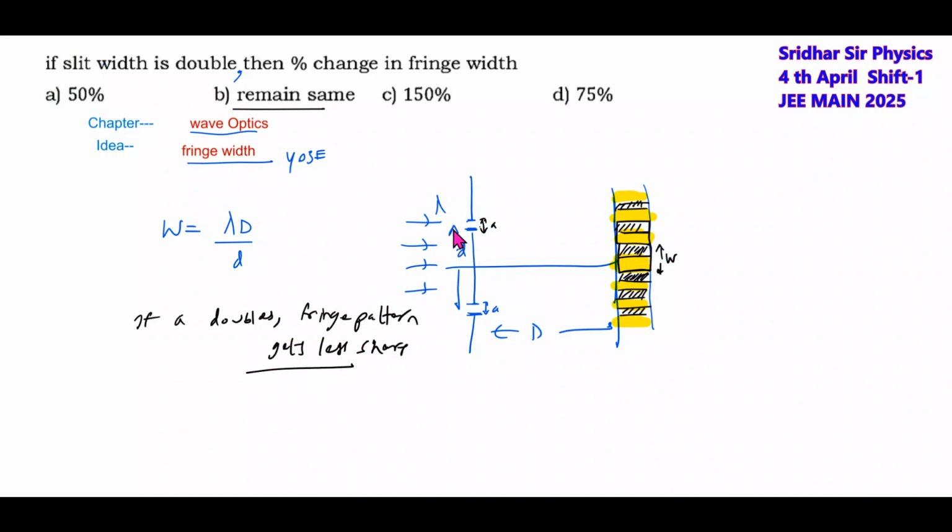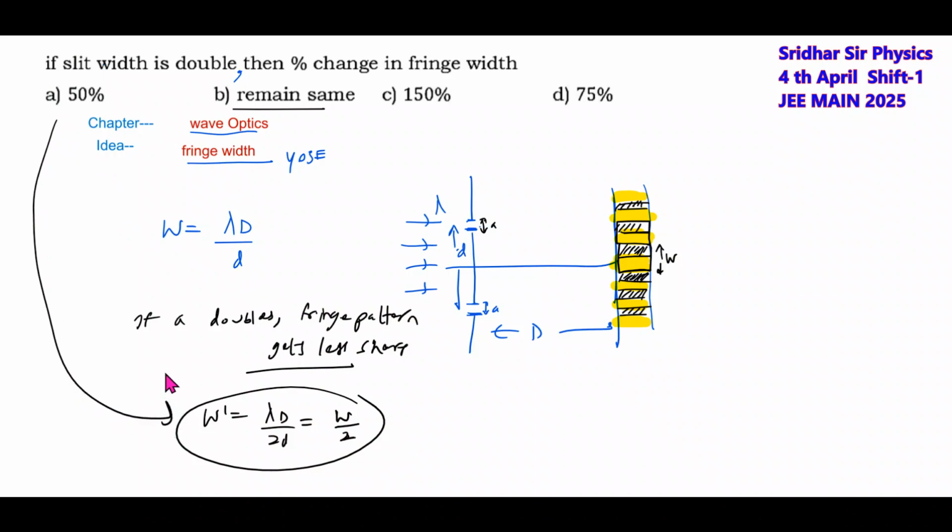If slit separation doubles, then this will change here. W dash equal to lambda by 2D will decrease by how much? 50%. It's talking about slit width, meaning a here, so this should be the option. I think I'm not confusing you. Slit separation is different, slit width is different. Slit separation, this is D.